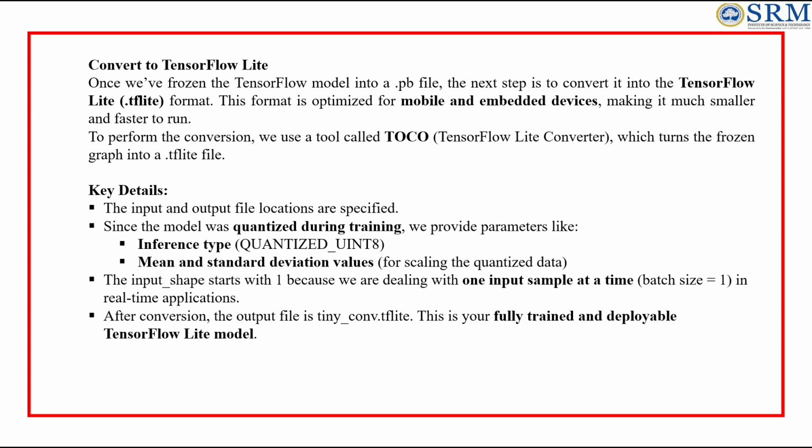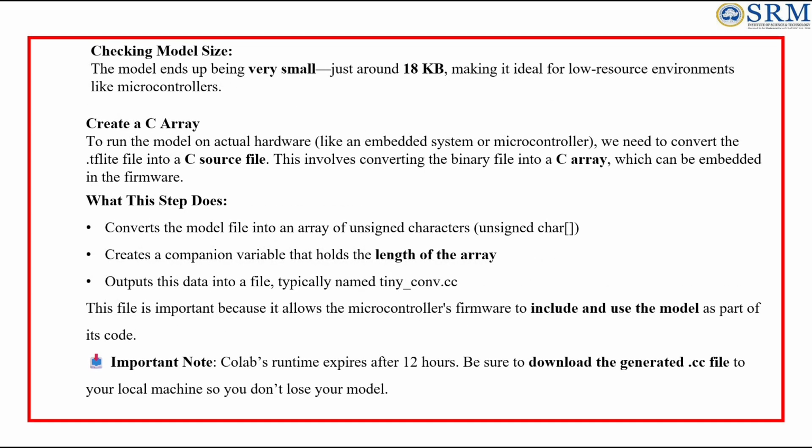Convert to TensorFlow Lite. Once we have the frozen TensorFlow model, it will be a PB file. The next step is to convert to the TensorFlow Lite format. This format is optimized for mobile and embedded devices, making it much smaller and faster to run. To perform the conversion, we will use a tool called TOCO. TOCO means TensorFlow Lite Converter, which turns the frozen graph into a TF Lite file.